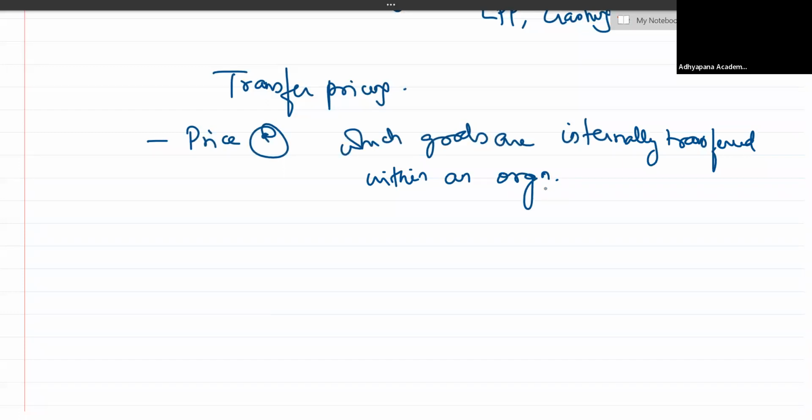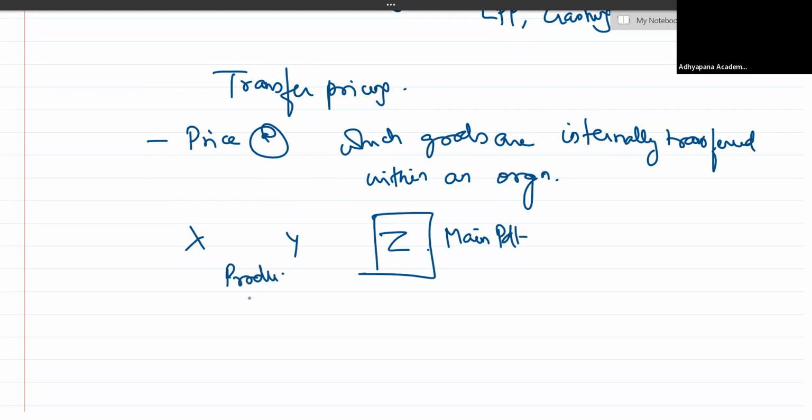If you are going to make an external movement of goods, you call it selling price. When it is internal transfer, you call it transfer price. Say, suppose there are 3 divisions in an organization, X, Y, and Z, where Z produces the main product and X and Y produce components.